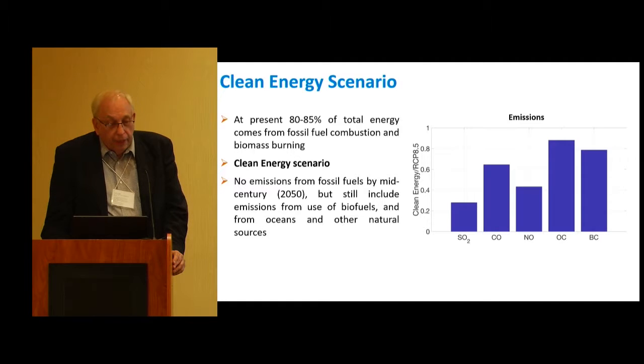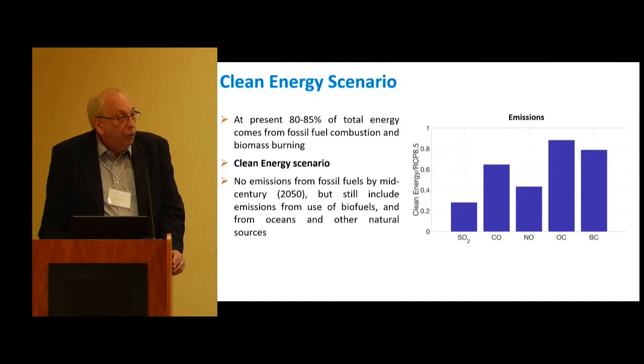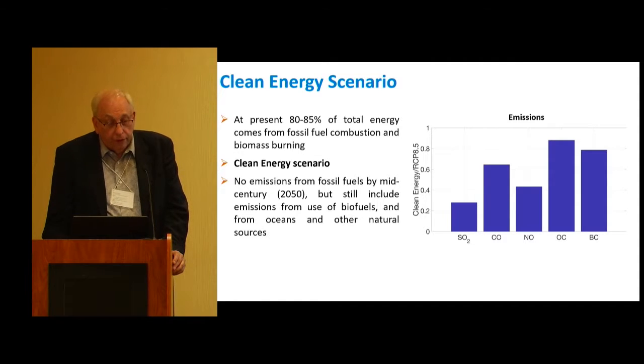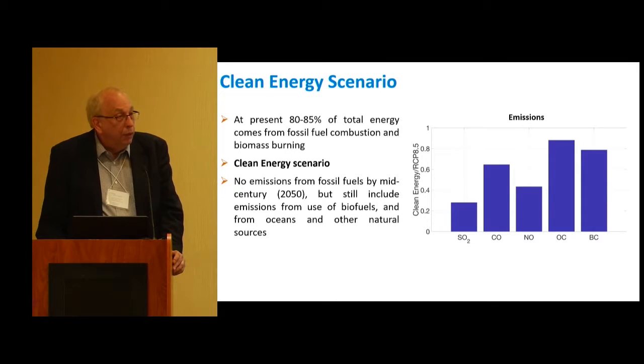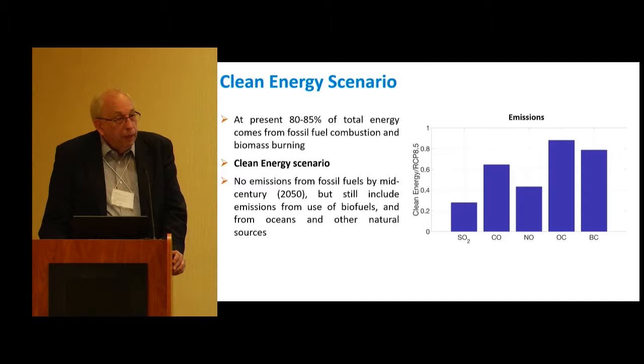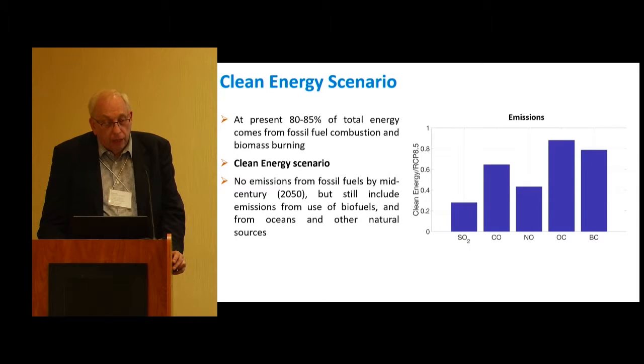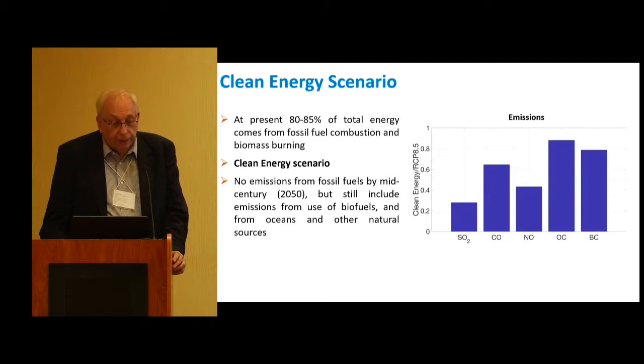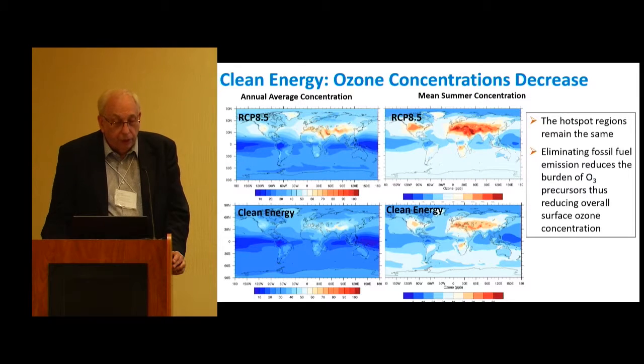but we did assume that emissions from the use of biofuels would not decrease relative to the scenarios. And in some cases, those are considered to be replacements for the use of fossil fuels in the RCP scenarios. And we still include burning of crops and things like that, so other bio-related emissions, or agricultural fields and that kind of thing. And then oceanic and other natural sources are assumed to remain constant as they were in the other studies.